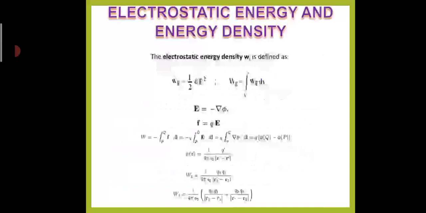So phi of r equal to 1 upon 4 pi epsilon 0 q dash divided by the magnitude of r minus r dash, and W2 equal to 1 upon 4 pi epsilon 0 q1 q2 in magnitude of r2 minus r1, and W3 equal to 1 upon 4 pi epsilon 0 in bracket q1 q3 divided by the magnitude of r3 minus r1 plus q2 q3 divided by the magnitude of r3 minus r2. So these are the different types of equations.